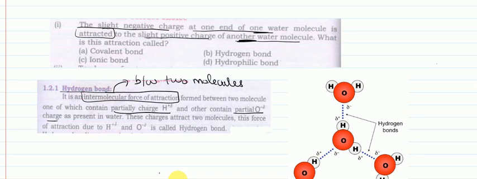The partially negative oxygen of molecule 1 is attracted to the partially positive hydrogen of molecule 2. In the same way, the partially positive hydrogen of molecule 2 is attracted to the partially negative oxygen of molecule 3, right? So there is attraction between the partially positive hydrogen of one water molecule and the partially negative oxygen of another water molecule, and this attraction is known as hydrogen bond. So the correct answer is hydrogen bond, right?